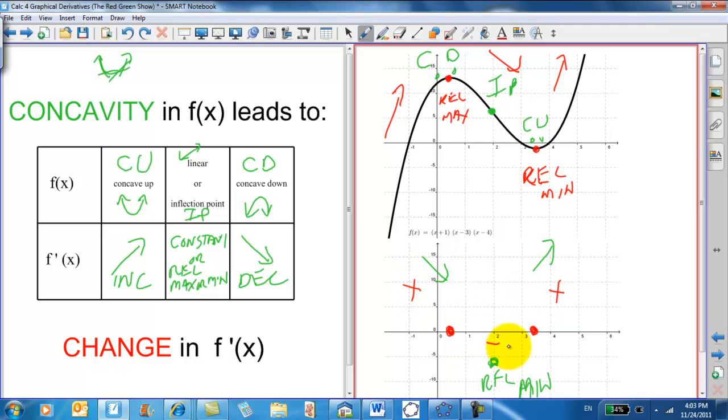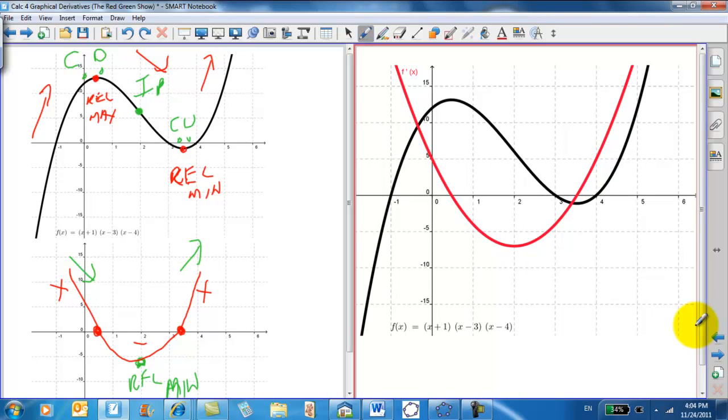We want to decrease, then increase. We want to go from positive to 0 to negative to 0 to positive. It all seems to come together with a graph like that. So our sketch is not too far off of the reality there.